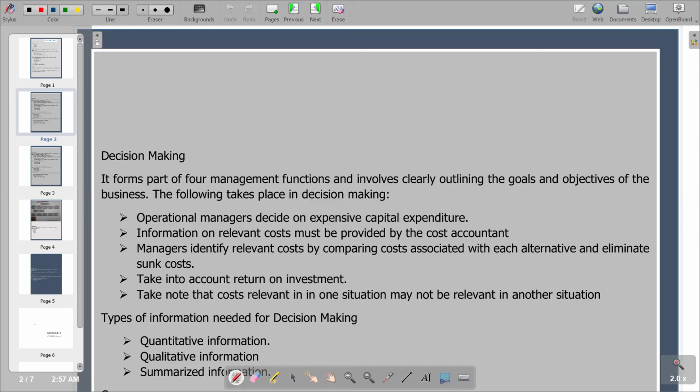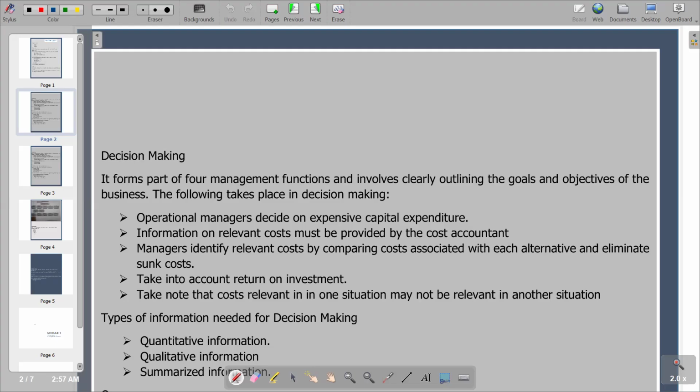So at the end of the day, we are saying decision making is not really a separate management function. It forms part of all four other management functions. That is planning, organizing, leading, and controlling. So you would see that all of them entail decision making. So you cannot plan, you cannot organize, you cannot lead or control without taking decisions. So basically, that's what we have.